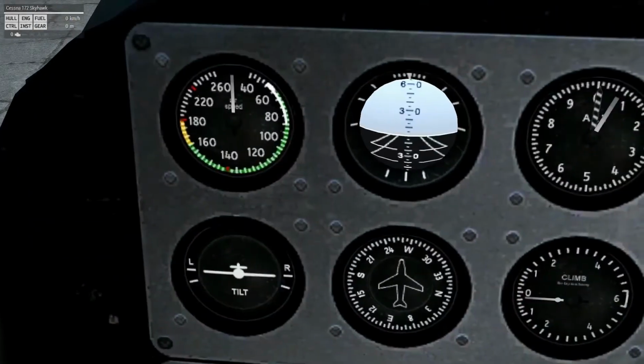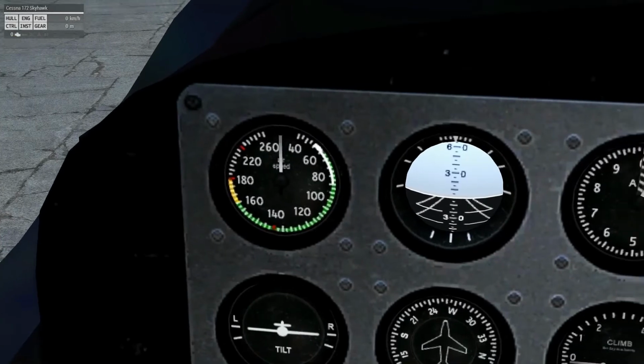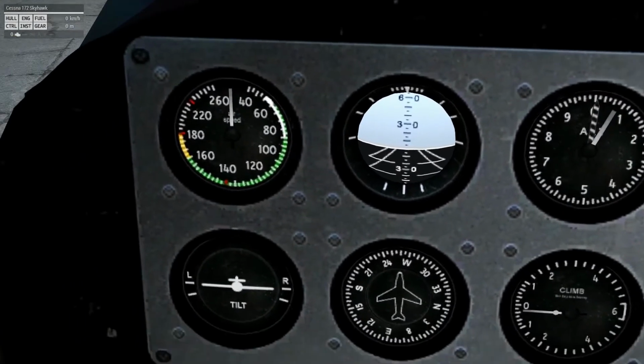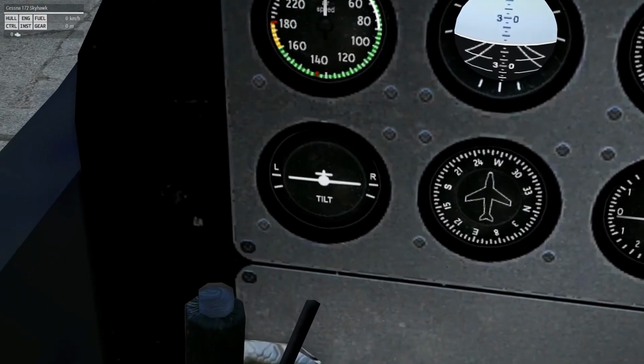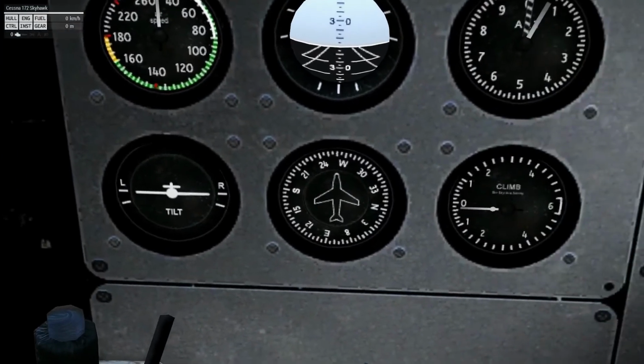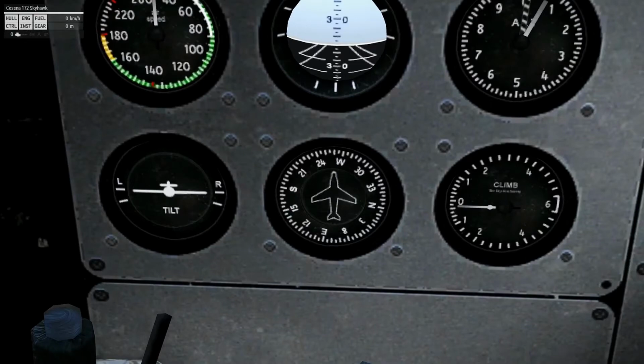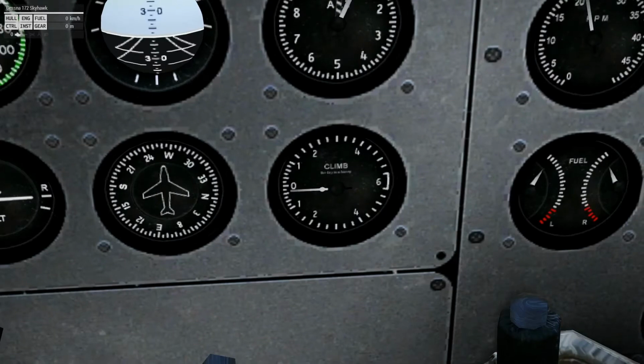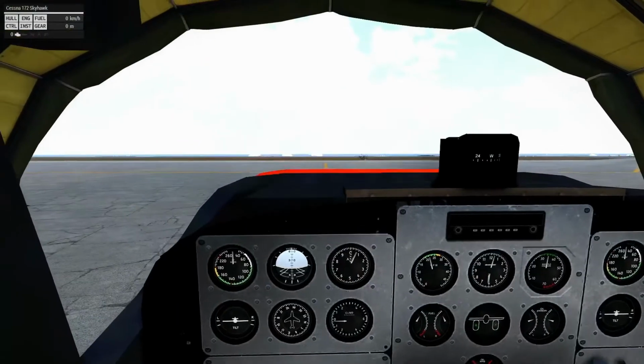This is our main dashboard. Our speed is currently 0. We are stable according to our attitude indicator. We aren't banking or rolling on any one side. We are currently heading west, and we are not climbing or, well, descending, which is perfect as it perfectly describes our situation.